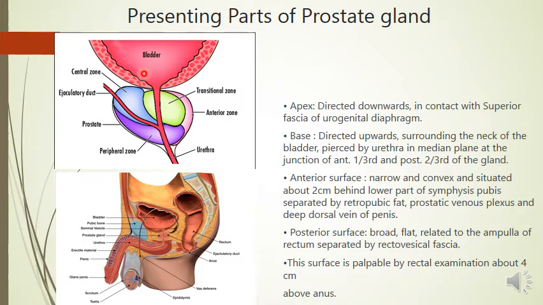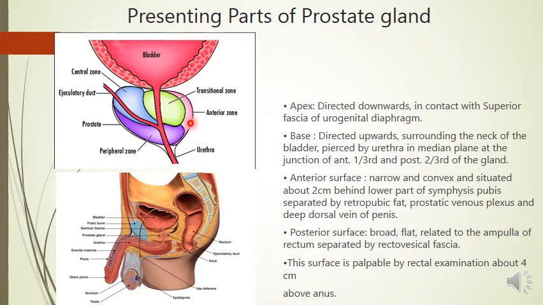This is the urinary bladder here, right? So the neck of the urinary bladder is surrounded by the base of the prostate, and at the junction of anterior 1/3 and posterior 2/3 of the base, it is pierced by the urethra, the origin of the urethra from the bladder. So this point is between the junction of anterior 1/3 and posterior 2/3 of the base of the gland.